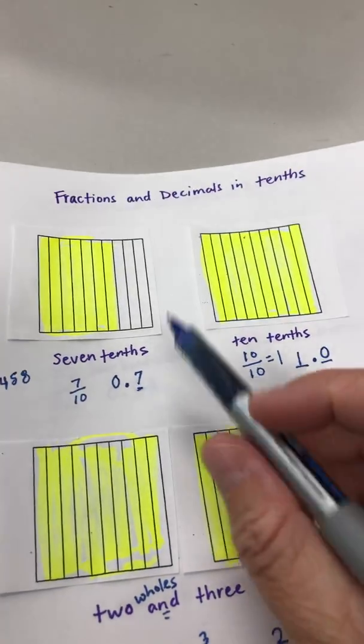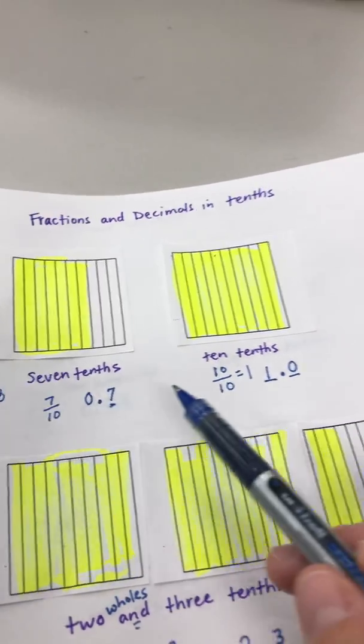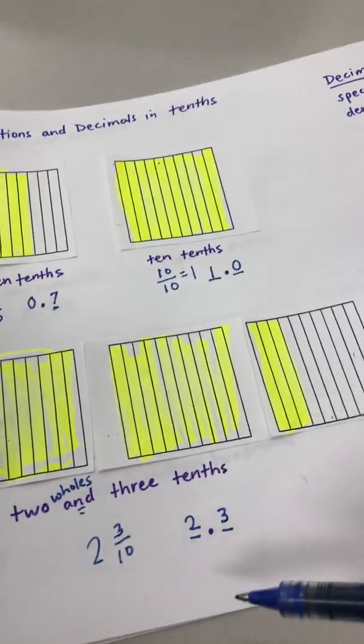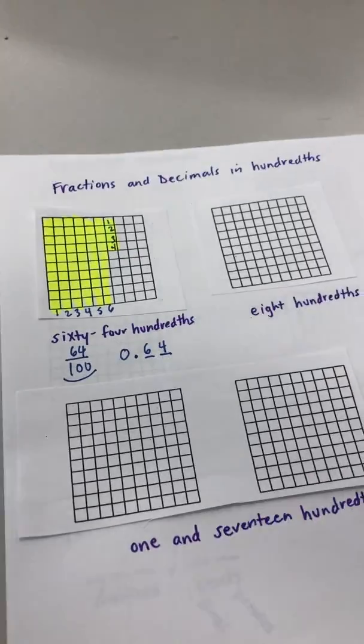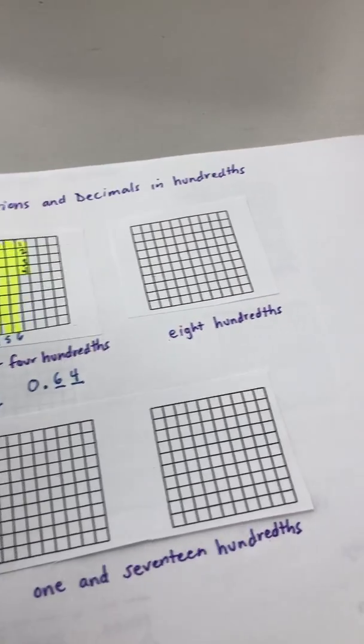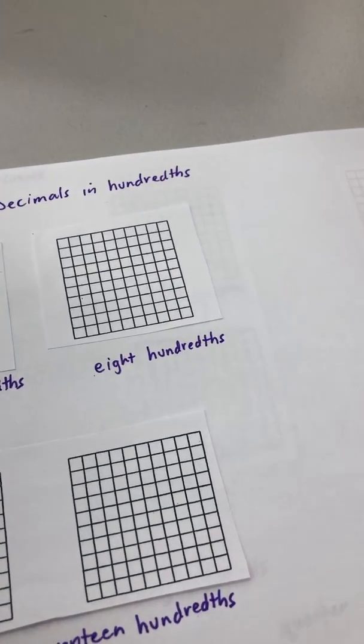So if I go back over here, parents, please don't read this as 0.7. Don't read this as 2.3, because that doesn't carry the correct meaning that we want them to have. We want them to know that these are based on denominators. They're understood denominators. All right, 8 hundredths.